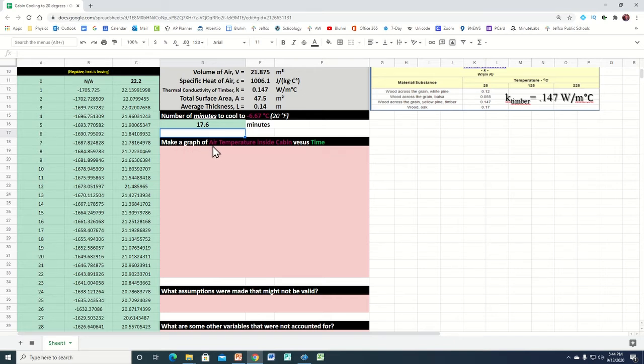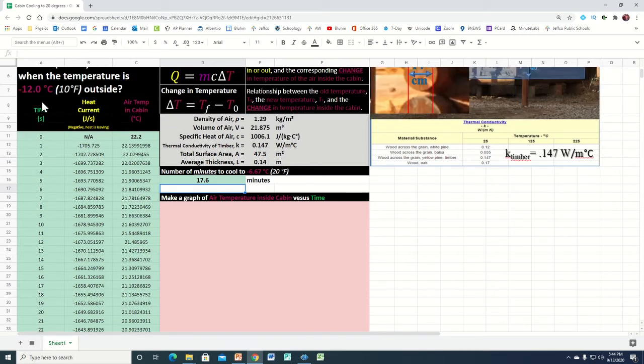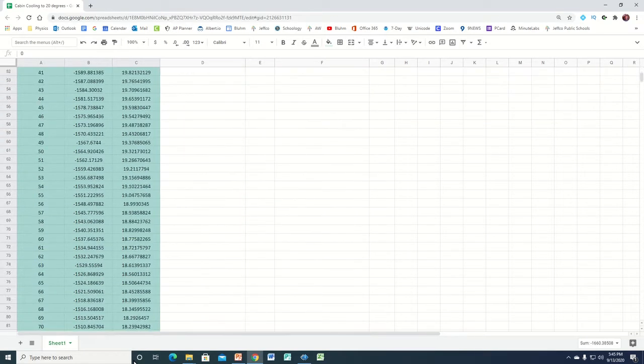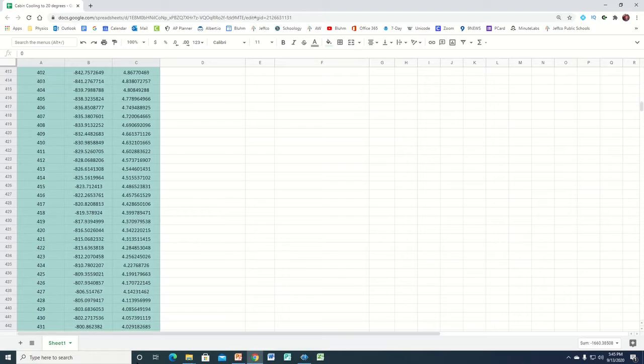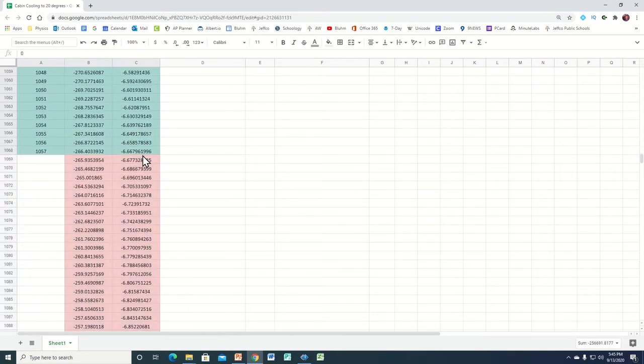Next thing it says is to make a graph of the air temperature inside the cabin versus time. So I got to graph the air temperature in the cabin as a function of time. Maybe the easiest way to do that is to go ahead and highlight all three of those. So we're going to be graphing the heat current against time, but we'll delete that as we make our chart. So I'm copying down here, all the way down here. Give it a second. It's doing a lot of calculations. So right there it was.